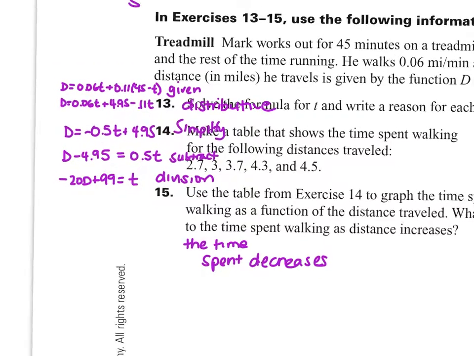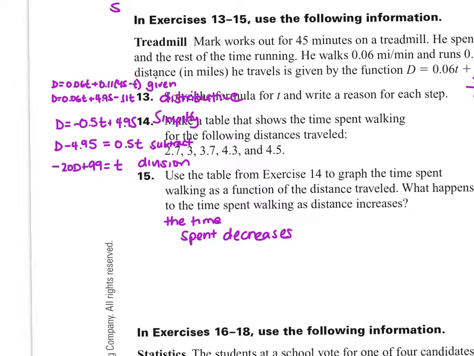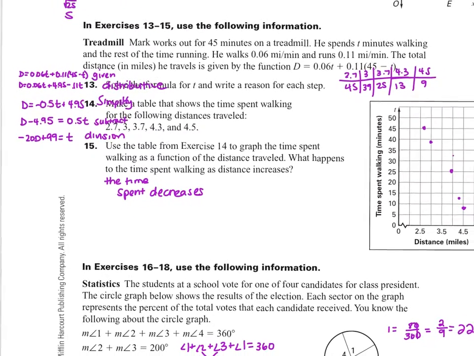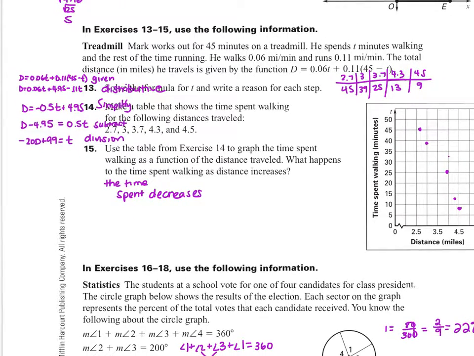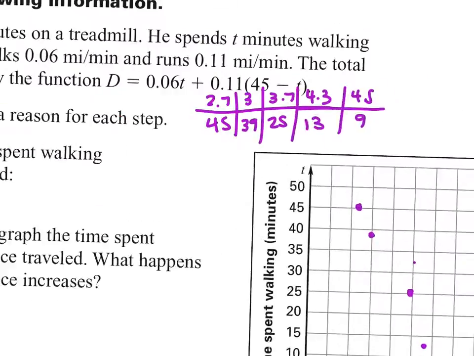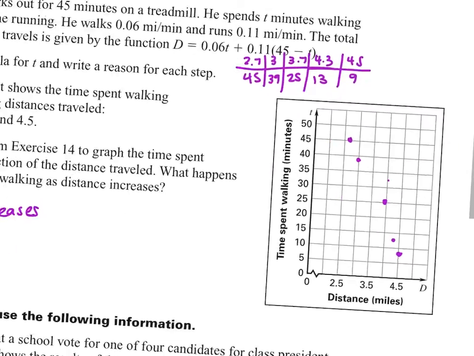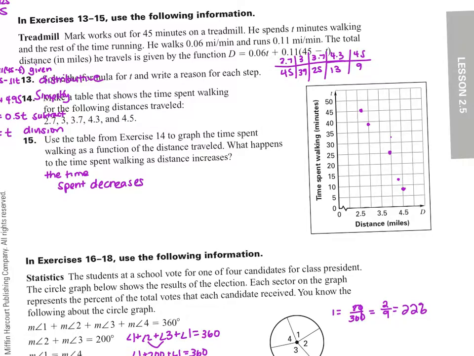So the steps will probably be not as complicated on a test. You do want to know how to do the algebraic proof there. 14 says make a table showing the time spent walking for each of the following distances. So if I plug those values in to that equation, I would have gotten each of these. If I plug in 2.7, I got 45, 3, 39, 3.7, 25, 4.3, 13, and 4.5, 9. And then from there, made a table.